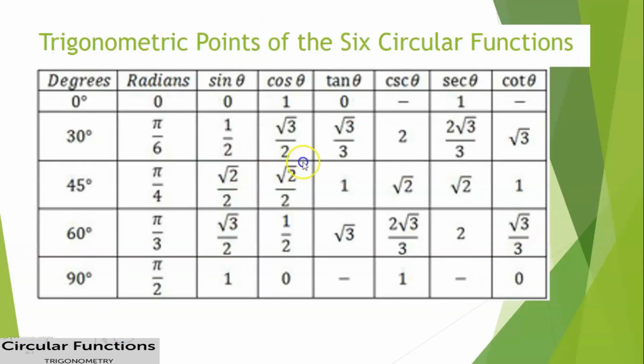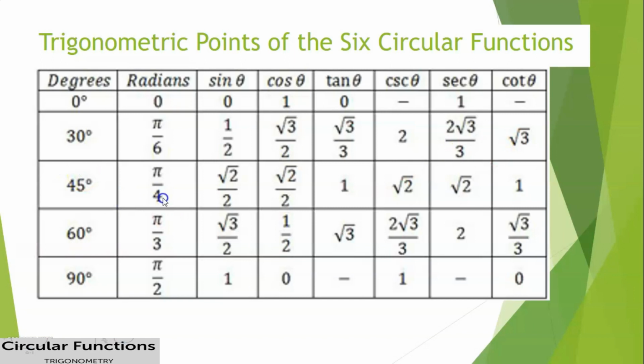Okay, next. From here, we can derive the trigonometric points of the 6 circular functions. So for 30 degrees or pi over 6, sine is 1/2 and cosine is square root of 3 over 2. Or its trigonometric points would be x and y, so square root of 3 over 2 and 1/2. Tangent is square root of 3 over 3. Cosecant is 2. Secant is 2 square root of 3 over 3, and so on.